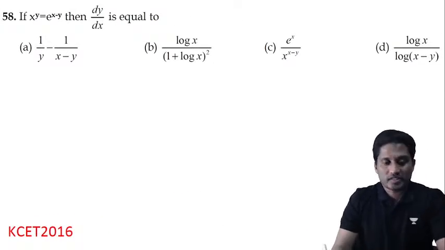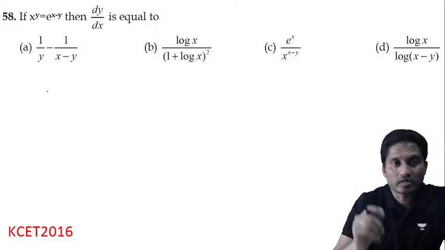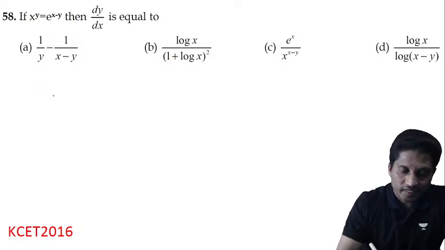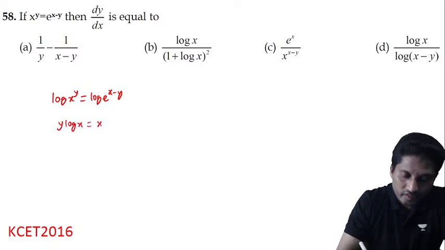It's an NCERT exemplar exercise question. Sorry, worked out example. If I take log on both these sides, log of x to the power of y is equal to log of e to the power of x minus y. y into log x is equal to x minus y into log e. Log e is 1. y into log x is equal to x minus y.